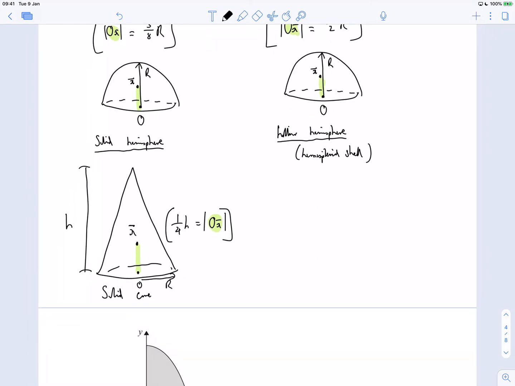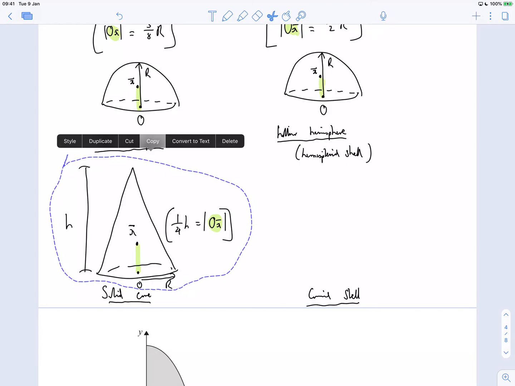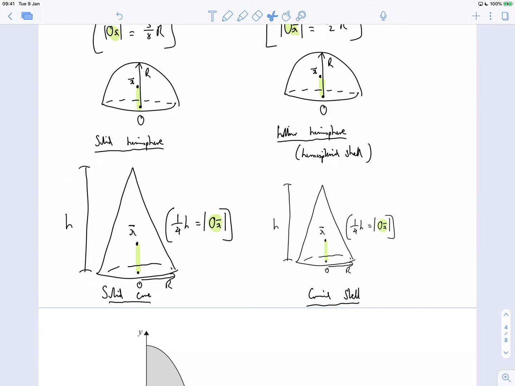And then if I was to have a conical shell, which is the same thing but just hollow, a conical shell, then the only thing that would change would be, instead of a 1/4 H, it's now a 1/3 H.